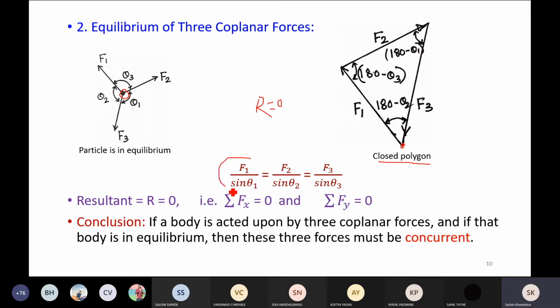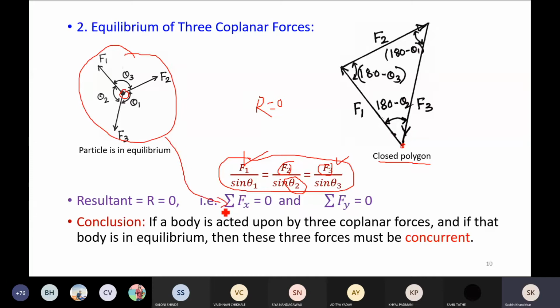And then by applying the sine rule, we got this very important formula: F1 upon sine of θ1, where θ1 is the angle between the other two forces. In short, the force divided by the sine of the angle between the other two forces. Even this problem you may solve by applying two equations: summation Fx is equal to 0 and summation Fy is equal to 0. So these are the general equations.